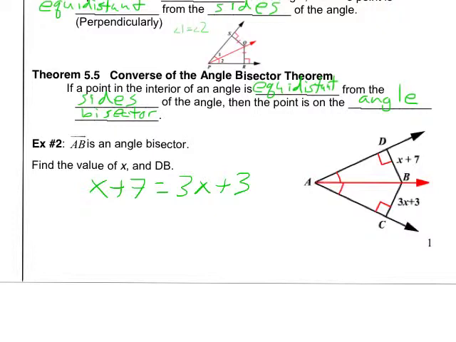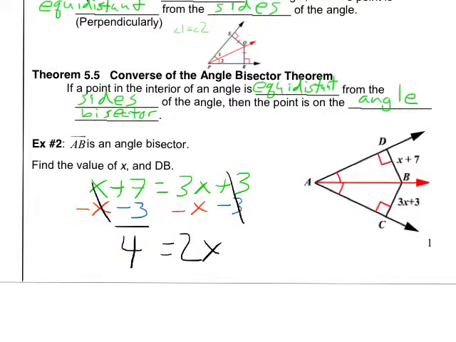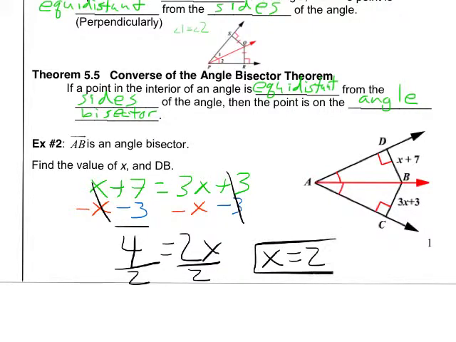So I'm going to subtract x, and I'm going to subtract 3. And so let's just see what happens here when we do that, right? So these guys would cancel out. 7 minus 3 is 4. And 3x minus 1x is 2x. And now I'm just going to divide both sides by 2. And sure enough, I get that x equals 2.